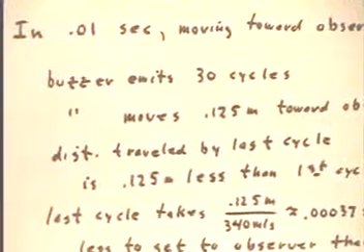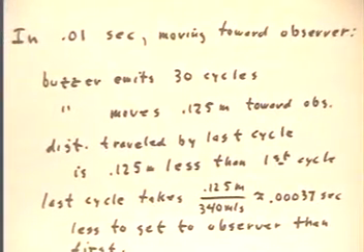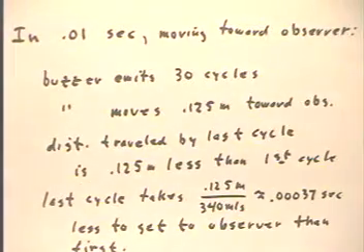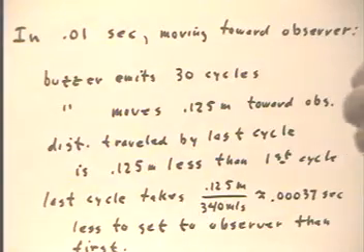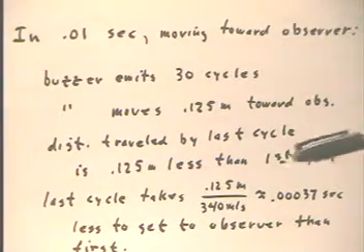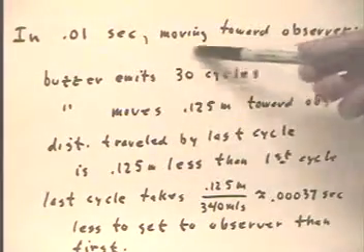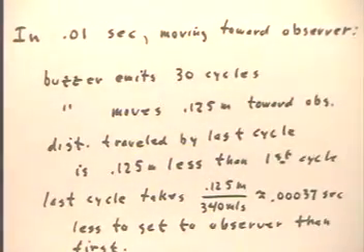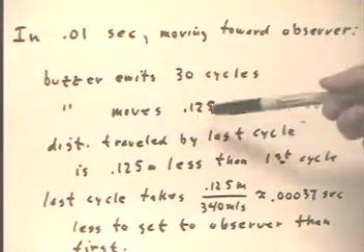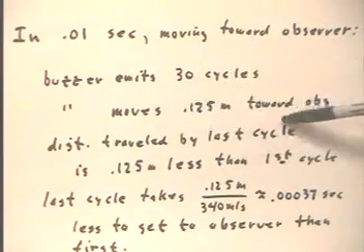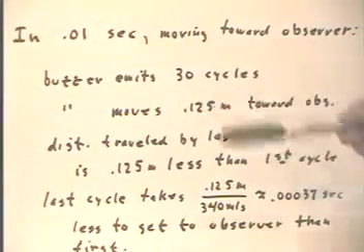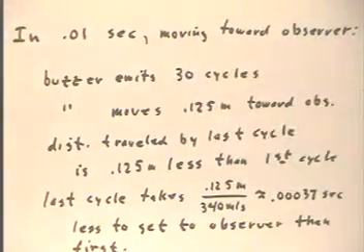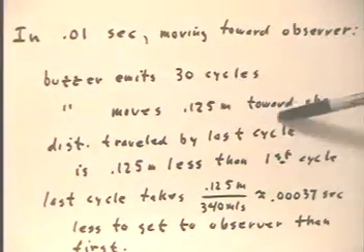Now let's see what really happens with the buzzer and compare it with the estimates that we've made. What we want to think about is in 1/100th of a second, if the buzzer's moving toward the observer, in 1/100th of a second the buzzer's going to emit 30 cycles because it's emitting 3,000 cycles per second. The buzzer's also going to move 0.125 meters closer to the observer because it's moving at about 12.6 meters per second. The 5 really should be a 6 here, but it's not going to make a lot of difference. So the buzzer moves 0.125 meters closer to the observer.